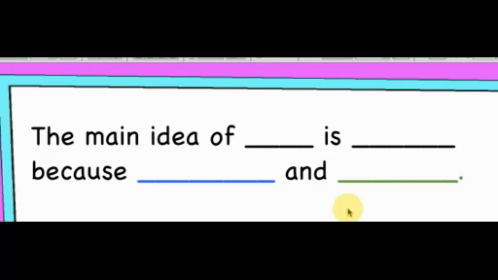The main idea of farming is growing food because many people are starving and food is nutritious. The main idea of whole brain teaching is making learning fun because students will learn more and teaching becomes easier. The main idea of evolution is change because of natural selection and variation in a species.